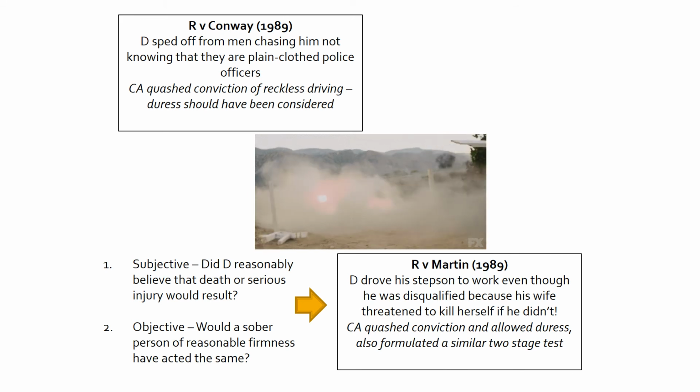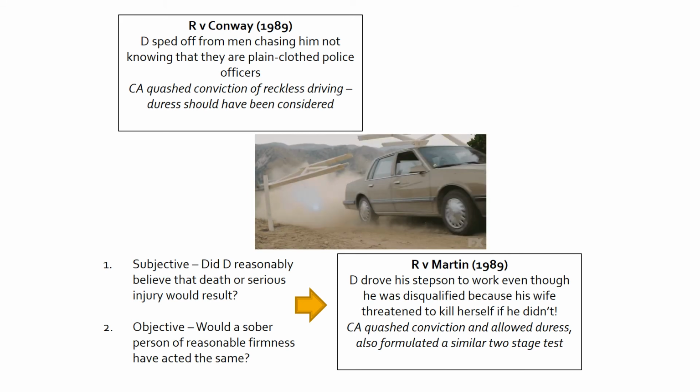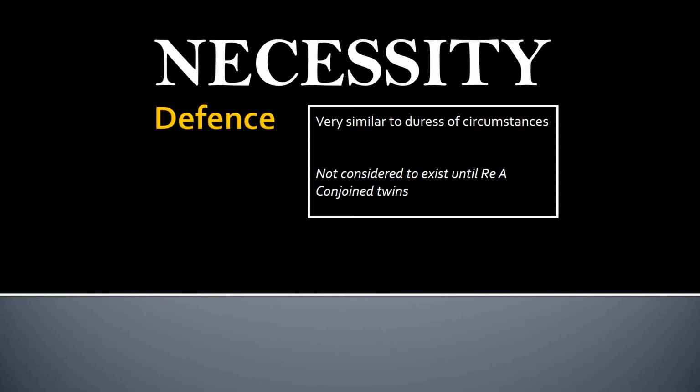So we're now going to move on to our final defence for criminal law, which is necessity. Again, this is very small. It is very similar to duress of circumstances. It refers to situations where defendants feel that it was necessary to commit a crime through the situation they find themselves in. The problem with this defence is that it's extremely rare, rarely successful.